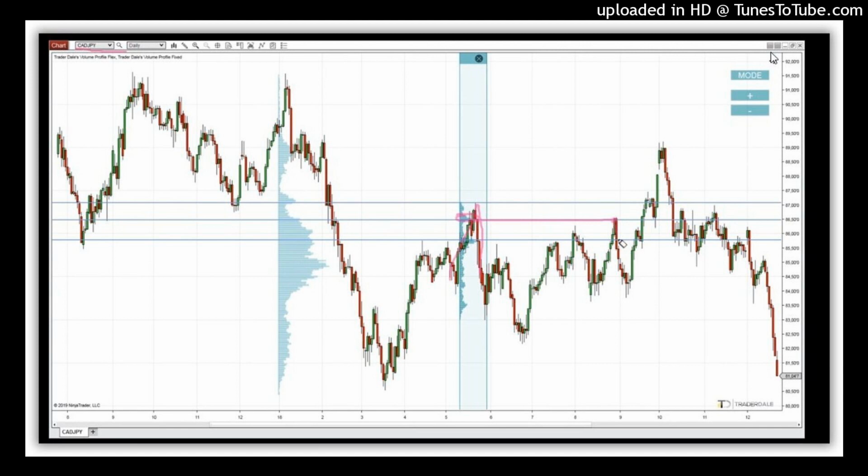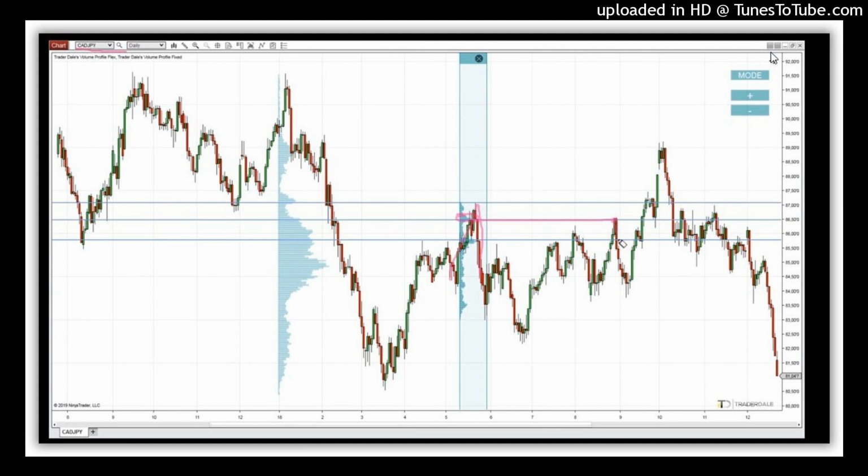The stop loss for this trade was below this swing point. So it was in here, right there. There was the stop loss. And in here there was the profit target. I was able to take the full profit just 2 days after the trade entry.